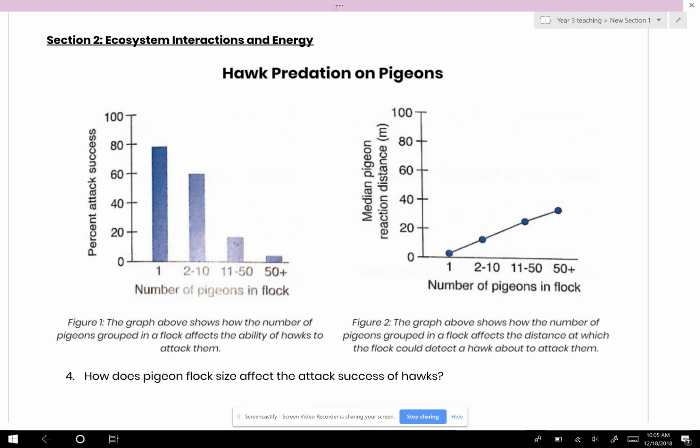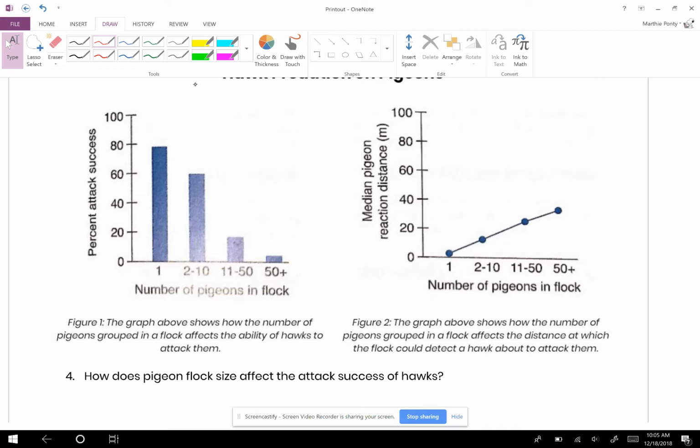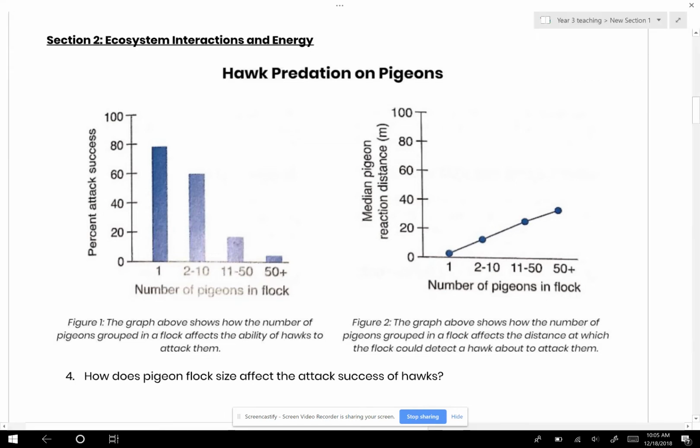Okay, so a couple of things that you guys need to look at in this hawk predation graph. First thing you should do is double check and read what the figure is about. It says the figure above shows how the number of pigeons grouped in a flock affects the ability of hawks to attack them.